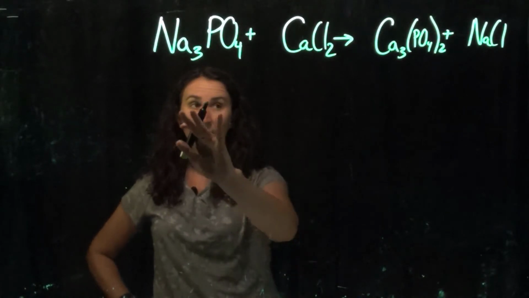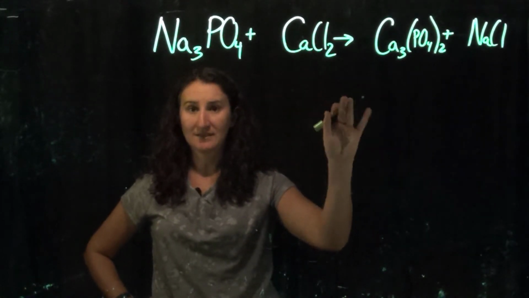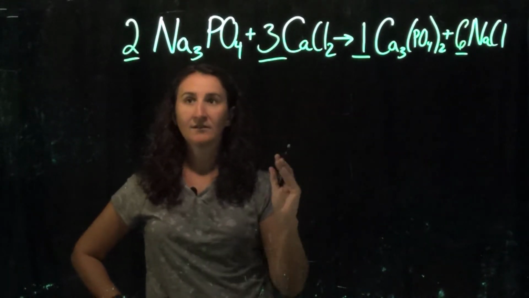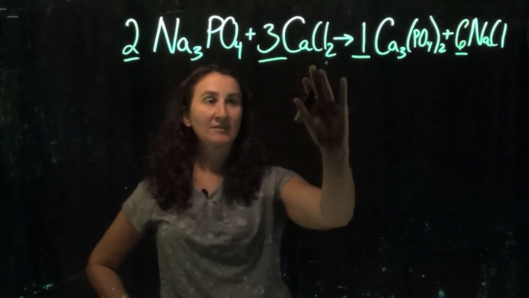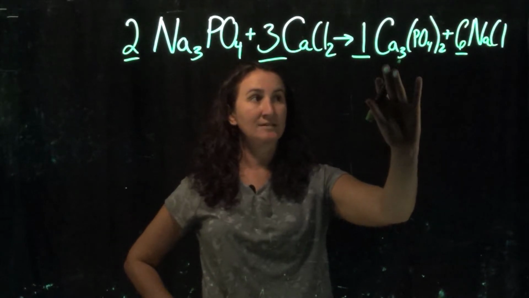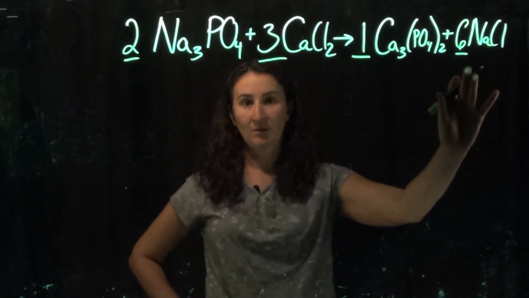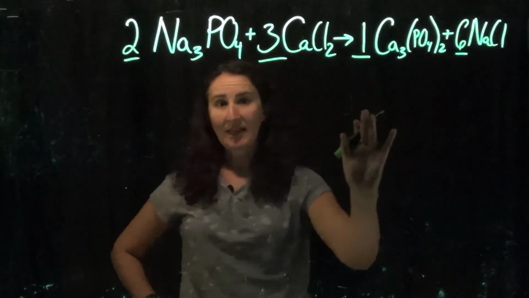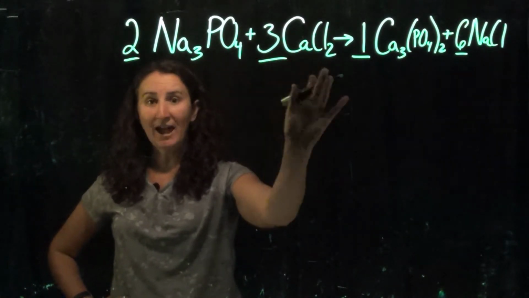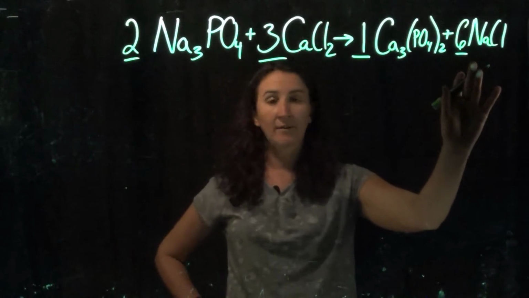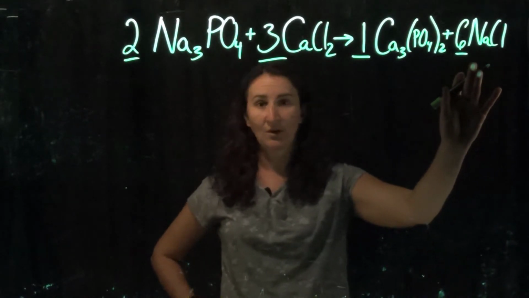So to start out with, I want you to pause the video and balance this equation. Now, you should have gotten 2 sodium phosphates plus 3 calcium chlorides yields 1 calcium phosphate plus 6 sodium chlorides. Now that we've done that, I want us to try and convert from grams of our 2 reactants to grams of our one product, sodium chloride.